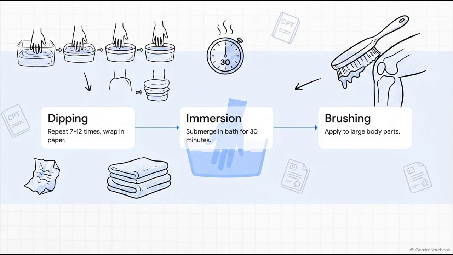First up is dipping, where the body part is dipped into the bath and quickly removed to build up a nice coating of wax. They'll repeat this 7 to 12 times, then wrap the area in wax paper or a plastic bag and cover it with towels to really trap that heat in. The second method is immersion. This is where those serial dips are followed by leaving the body part completely submerged in the bath for a full 30 minutes. Finally, there's brushing, where they literally use a brush to paint the paraffin onto larger body parts that just can't be easily dipped.